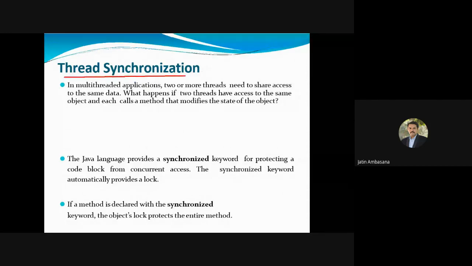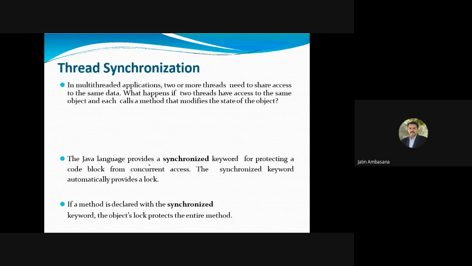Now let's see what is thread synchronization. In multi-threaded applications, two or more threads need to share access to the same data. So what happens if two threads have access to the same object and each calls a method that modifies the state of the object? You have to imagine what happens. And that is not predictable, that's the main thing.